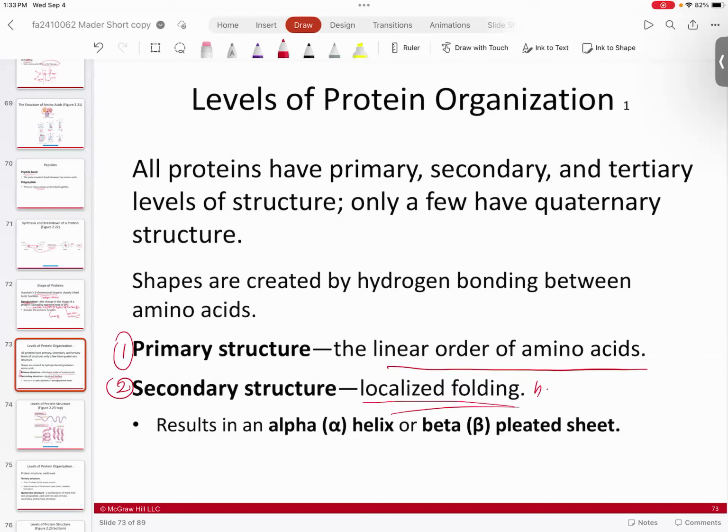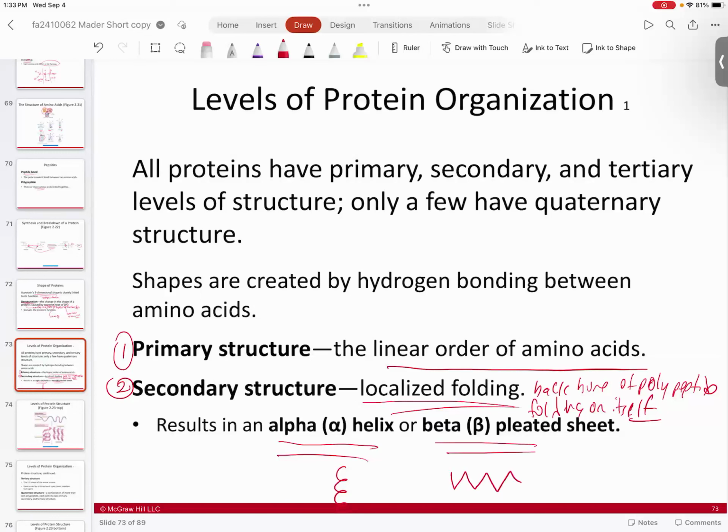This is essentially the backbone of the polypeptide seeing itself and folding on itself. It's just a backbone thing, right? And so it forms two different major types of structures. It's called alpha helix, which is kind of like a little corkscrew shape, or it forms beta pleated sheet. This is the other one, which basically is this kind of like accordion-like sheet that's held together with hydrogen bonds.